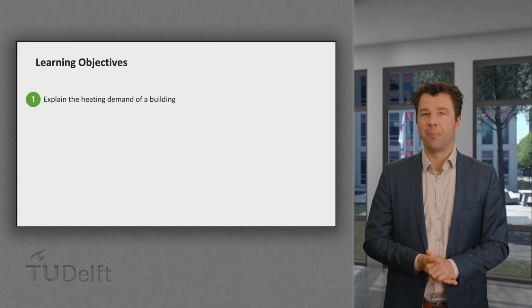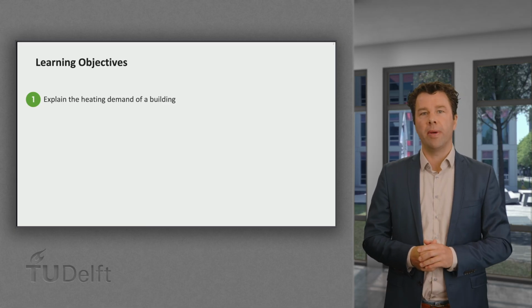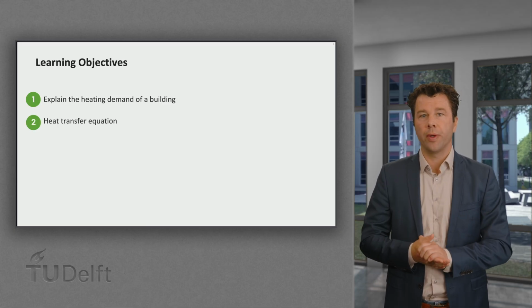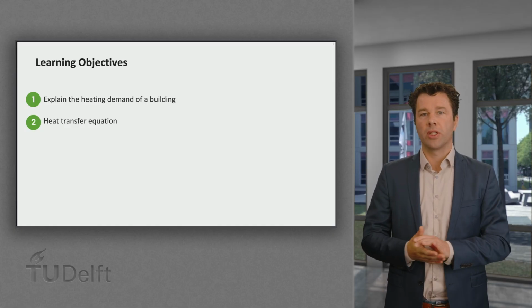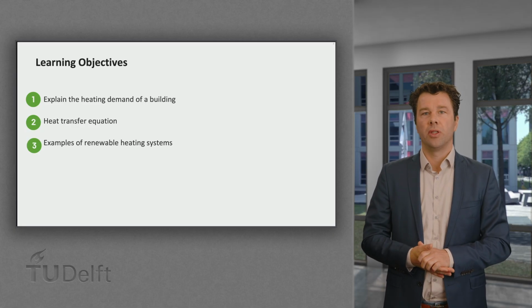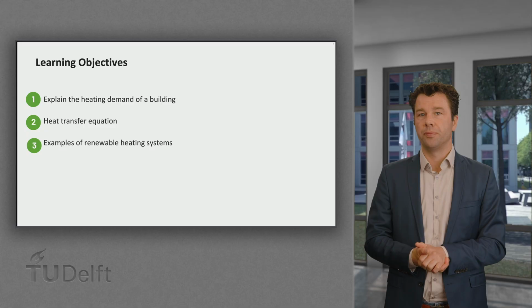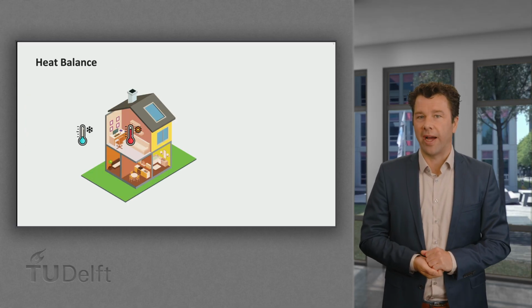Hello, welcome back. The learning objectives of this lesson are to set up a heat balance using a building as an example, to use the heat transfer equation to quantify rates of heat transfer, to know examples of real energy systems with their characteristics so that the range of systems and where they are applicable becomes apparent to you. Here we go. Let's start with the heat balance of a house.